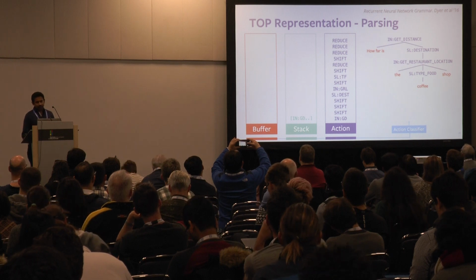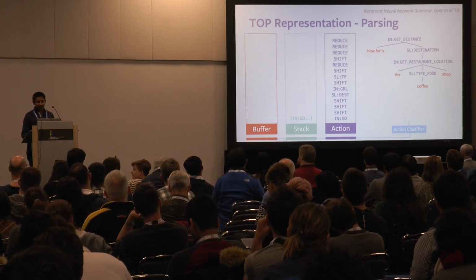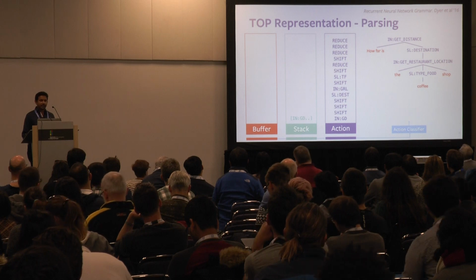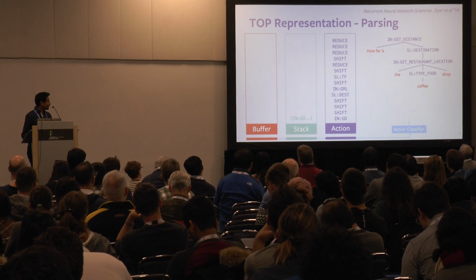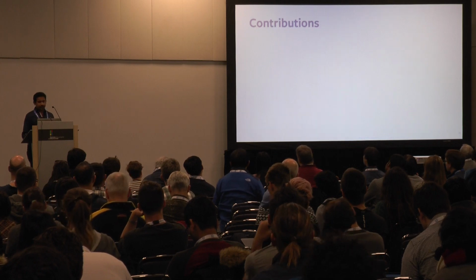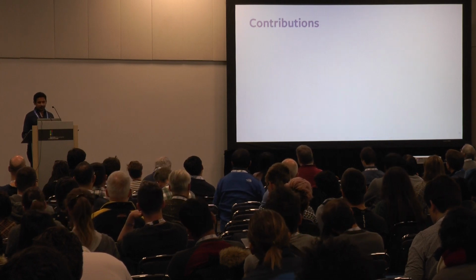Now the key thing to note is that there is a one-to-one correspondence between the action list and the parse tree. So you can just serialize the parse tree, and that would be your action list. So all of this work was in our previous paper at EMNLP earlier this year.